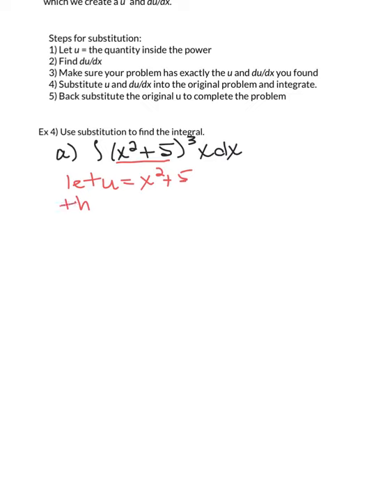If that's true, then du dx, the derivative of the x squared plus 5, would be 2x dx. The problem is when we look at our original problem, we just have a 1x dx and not a 2x dx. So what we do to accommodate that, I'm going to rewrite the problem.